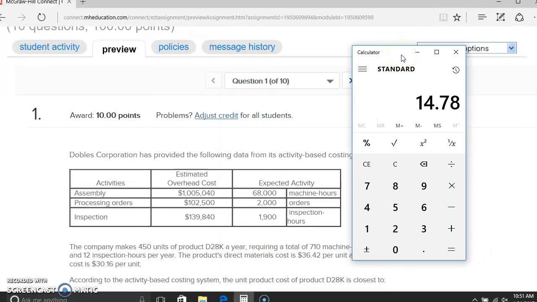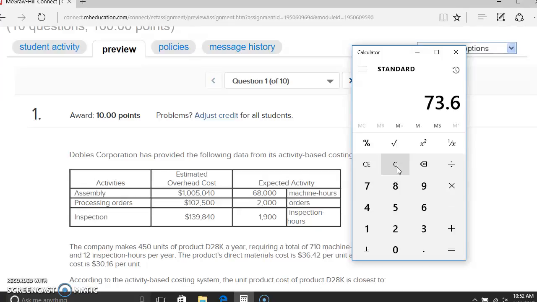For processing orders, they've estimated $102,500 in overhead, and they expect about 2,000 orders, so the cost for processing is about $51.25. And finally, for inspections, they anticipate $139,840 in overhead and 1,900 inspection hours, so that's going to be $73.60.